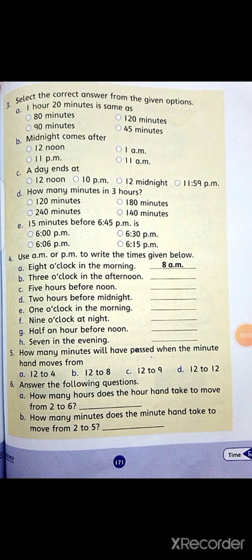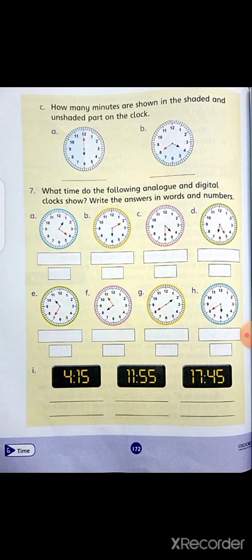Question number 6. Answer the following questions. A part. How many hours does the hour hand take to move from 2 to 6? 2 to 6 means how many hours have passed: after 2, 3, 4, 5, 6. Or in other words, 6 minus 2. These are hours. That's why we can subtract. So 4 hours. So 4 multiplied by 60 is equal to 240 minutes.